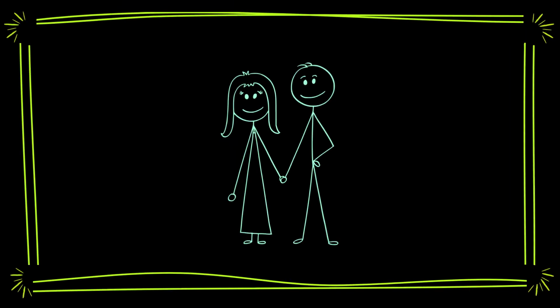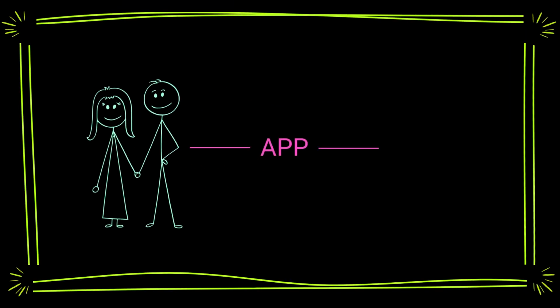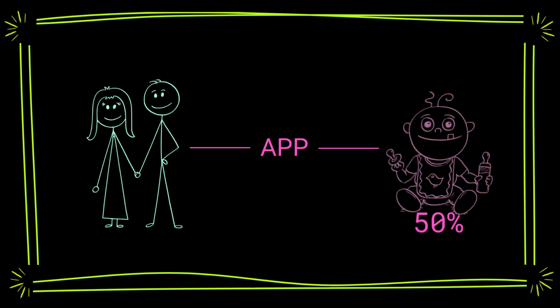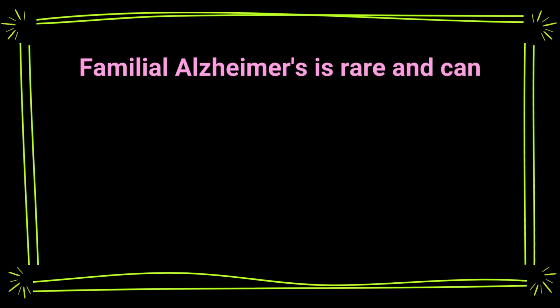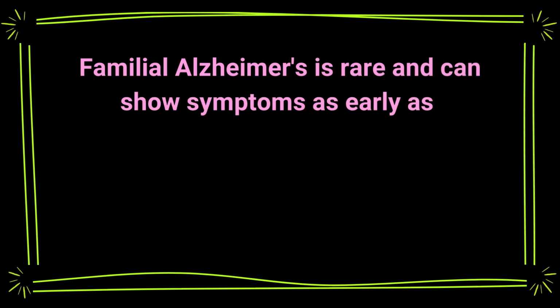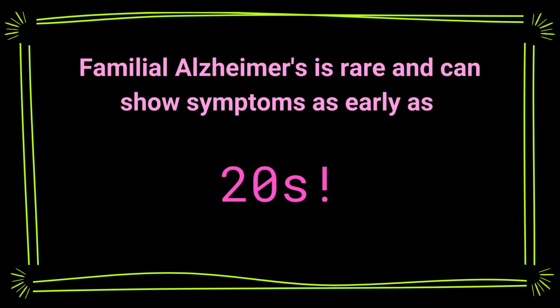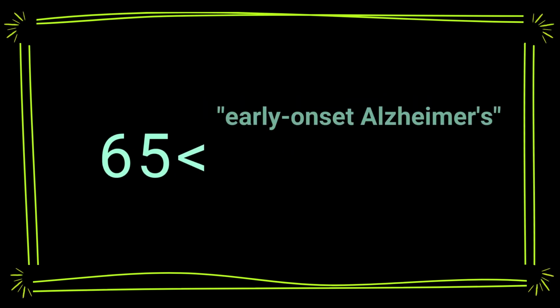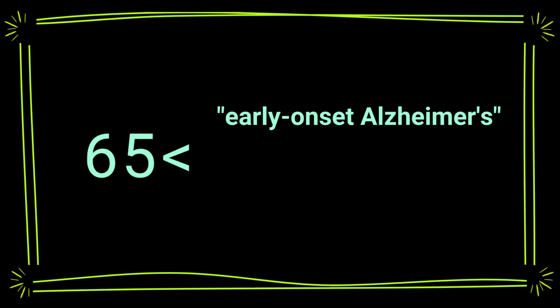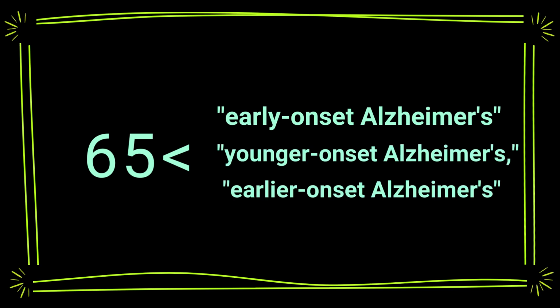Let's assume one of your parents carries a mutation in one of these genes. In that case, there is a 50% chance that you will inherit the mutated gene and have a strong probability of developing Alzheimer's before age 65. Familial Alzheimer's is rare and can show symptoms as early as your 50s, 40s, 30s, even in your 20s. Medically speaking, anything under 65 is classified as early onset Alzheimer's, sometimes younger onset Alzheimer's, or earlier onset Alzheimer's. Potato, they all have the same meaning.